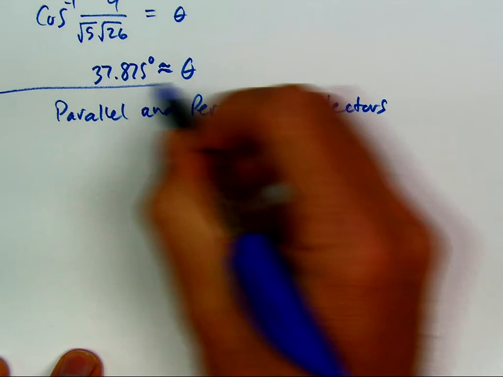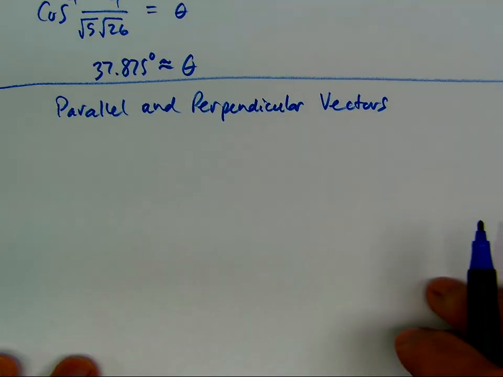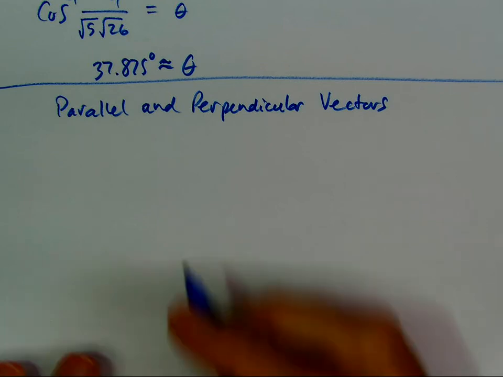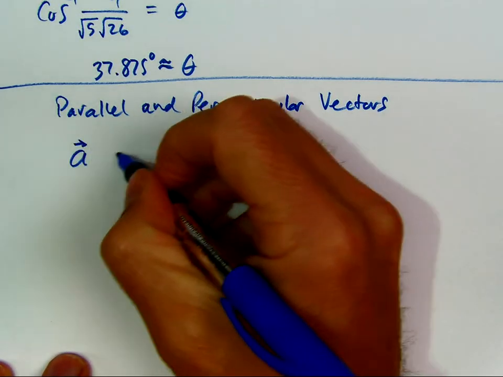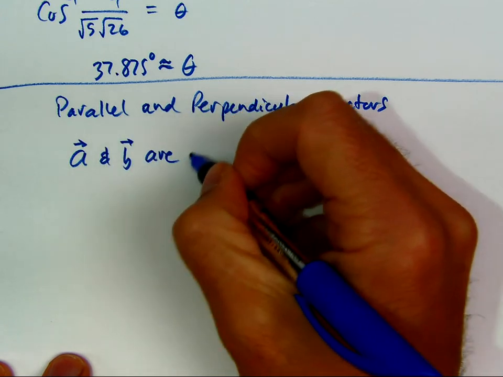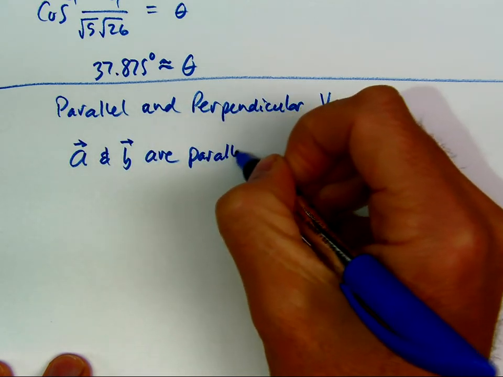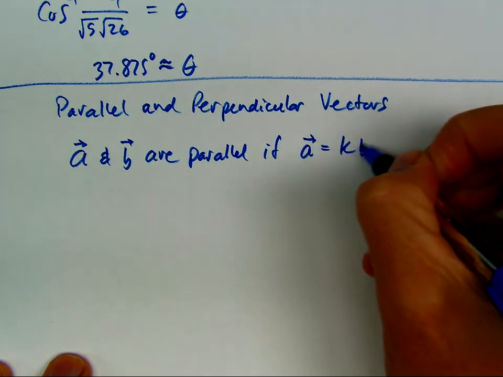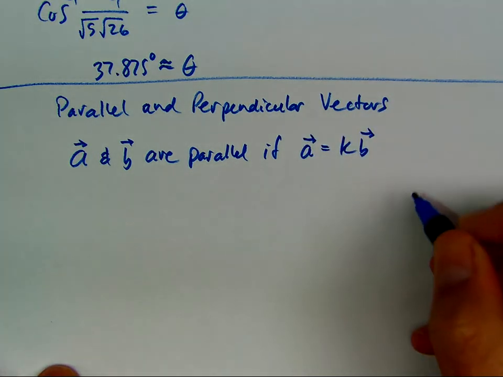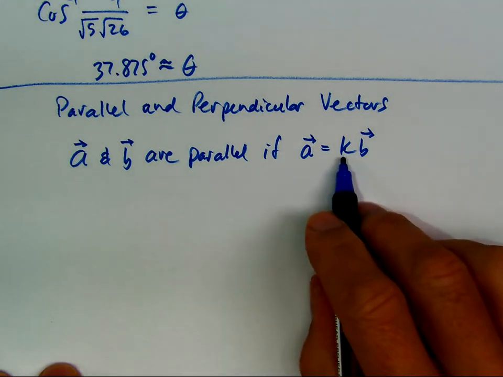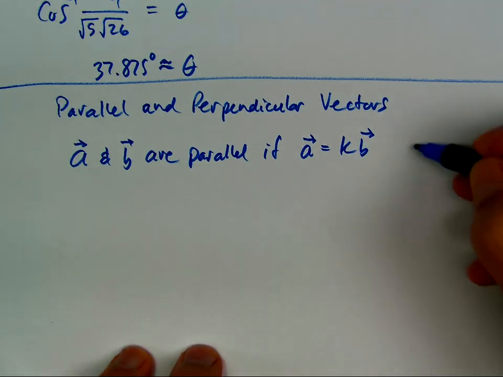All right. Going along with finding angles is whether vectors are parallel or perpendicular. A and B are parallel if A is some multiple of B. And that's called a scalar. A is a scalar multiple of B. Let's see what that looks like.